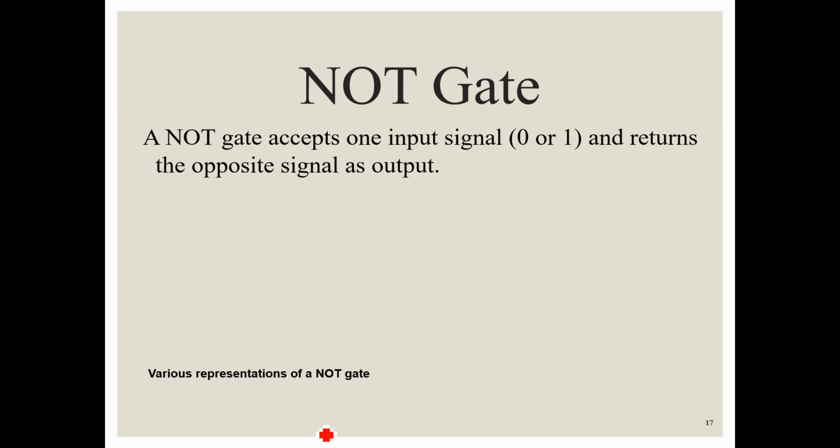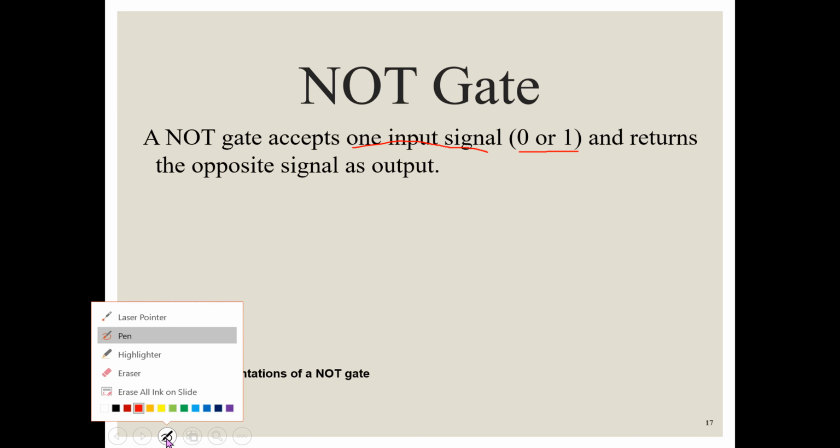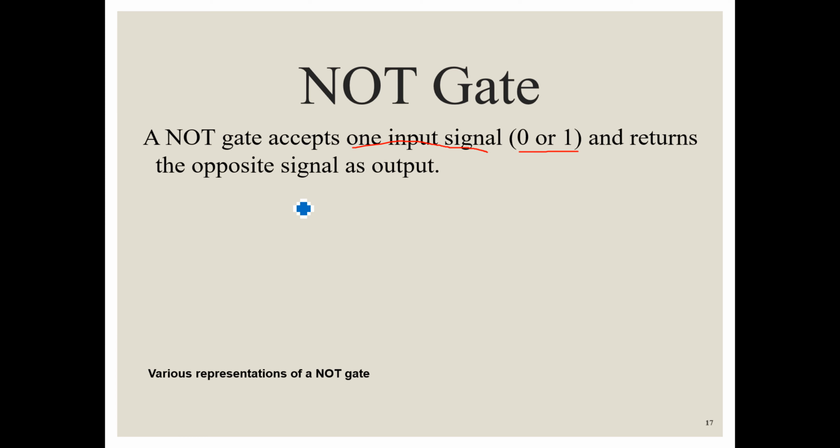NOT gate. So first let us see what the NOT gate is. As I told in the previous slide, the NOT gate is a gate which accepts one input signal that can be 0 or 1, and it returns an output which is opposite to that. If you give 0 as an input, your output is going to be 1. If you give 1 as an input to the NOT gate, your output is going to be 0.